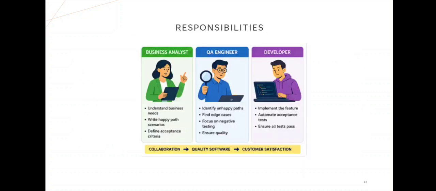This slide summarizes the responsibility of each team member. Business analysts define customer expectations. QA engineers identify both normal and exceptional cases. Developers automate the tests, and the CI system runs them continuously. Since everyone contributes, the quality becomes the responsibility of the whole team rather than just the QA.